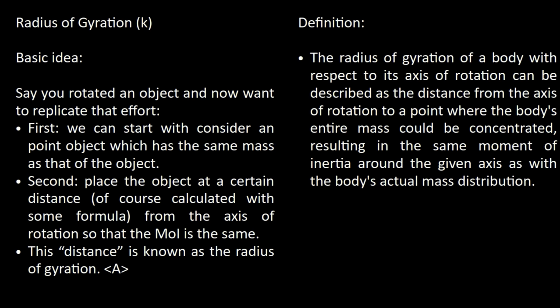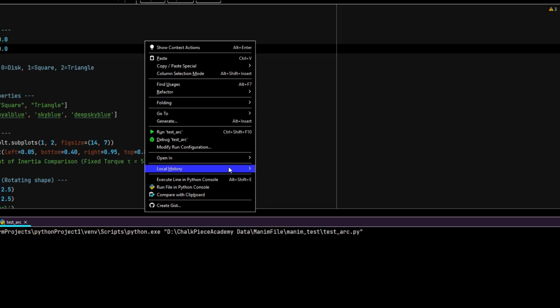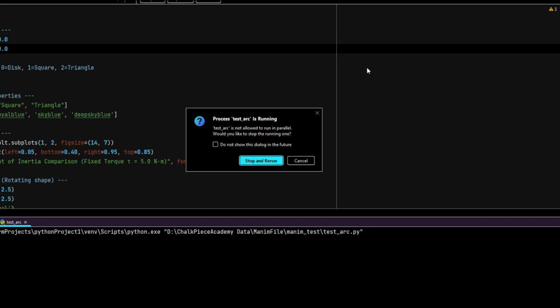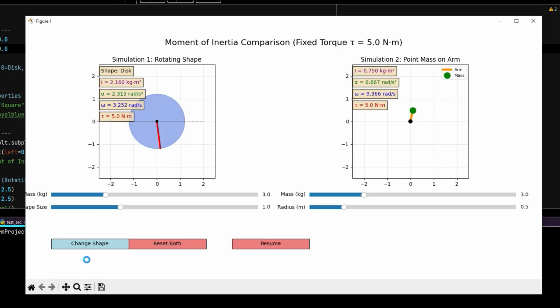So let me put it across to you guys in this way. All of that was a bit confusing. Oh, it's already running. Can you see that both are rotating at different rates? On the left, you have a disk. On the right, you have a point object. Now, can you see the mass? Are they the same? Yes. But you can see clearly that the rate at which the objects are rotating is altogether different.